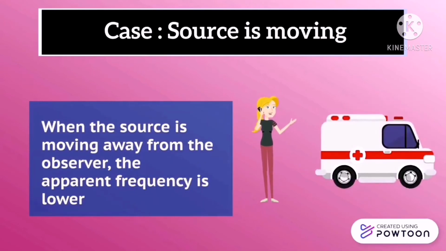Next example is when the source of frequency, which is the siren from the ambulance, is moving away from the observer. The apparent frequency heard will appear lower.